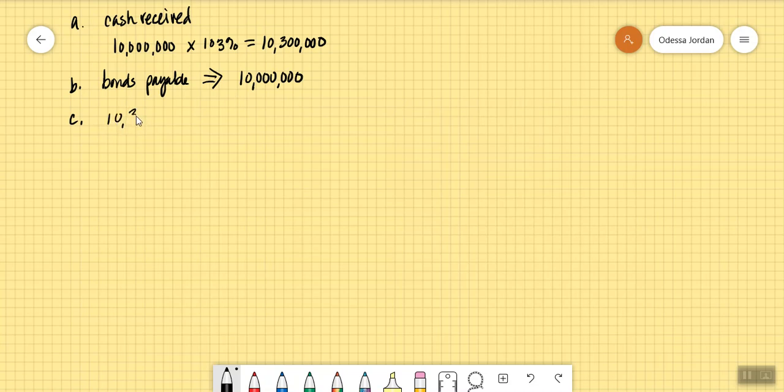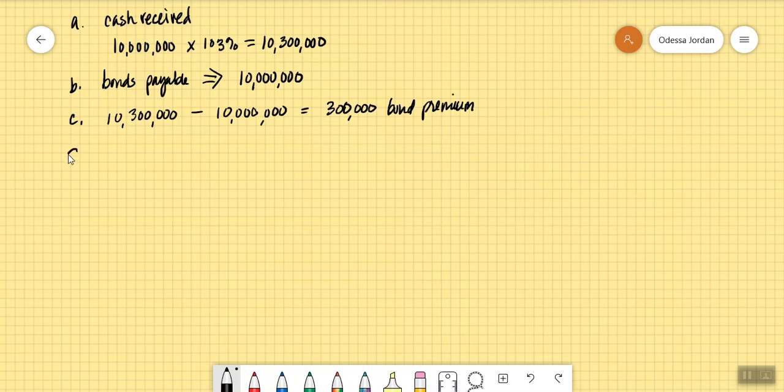Well, $10,300,000 minus $10 million gives us $300,000. And this value is what we call our bond premium. The amount that bondholders are willing to pay extra. They're willing to pay $300,000 extra for this particular bond because it's selling at 103%, which is more than 100%. So it's a beautiful thing, right?